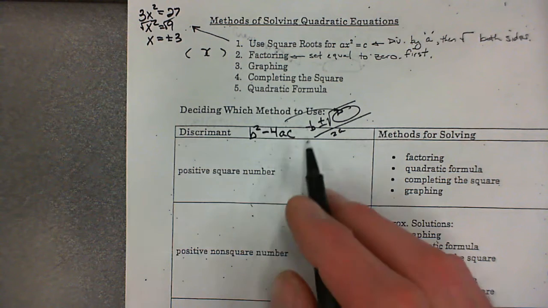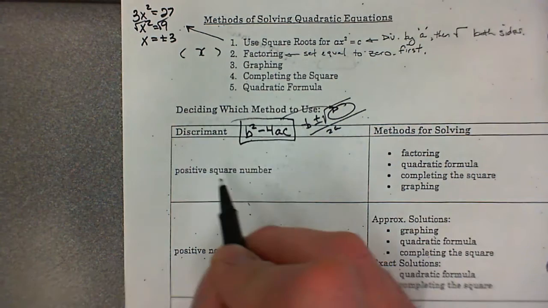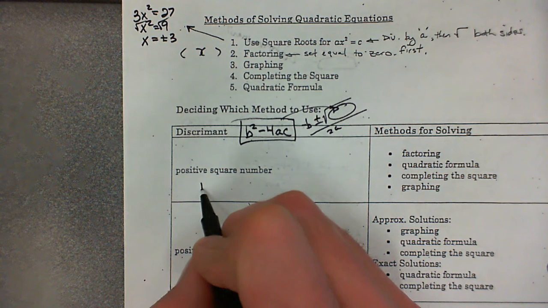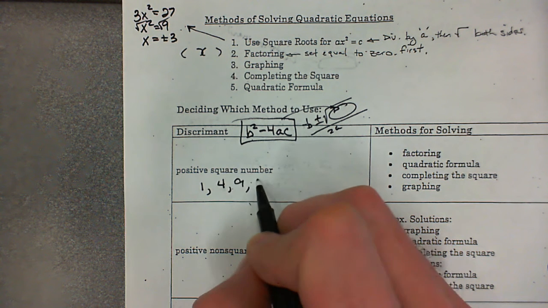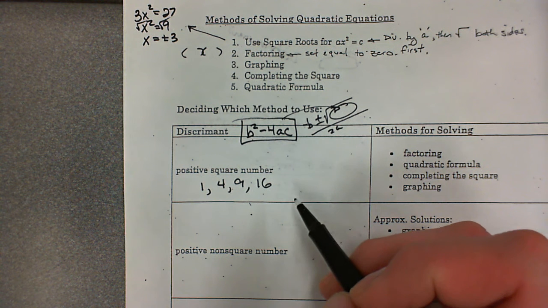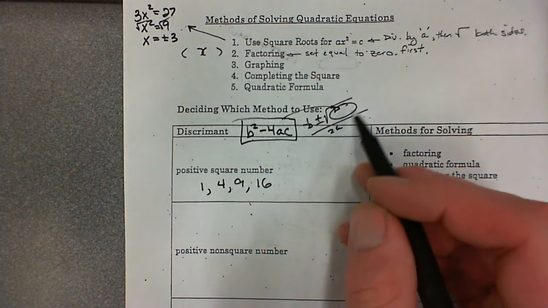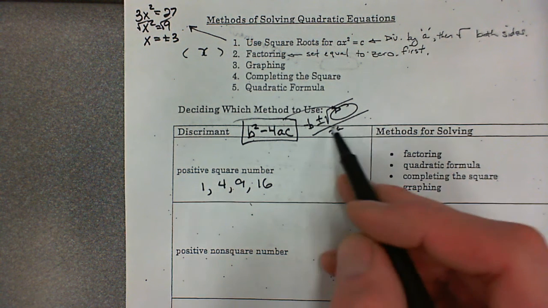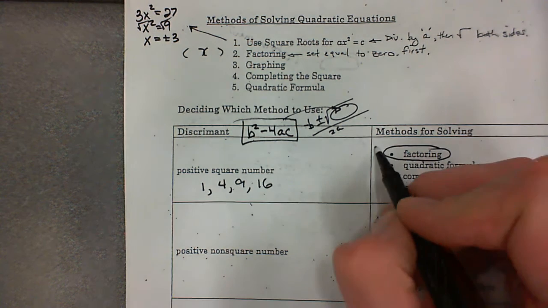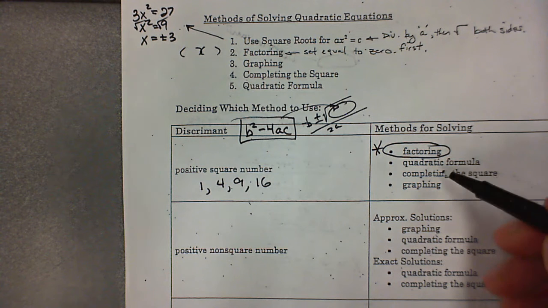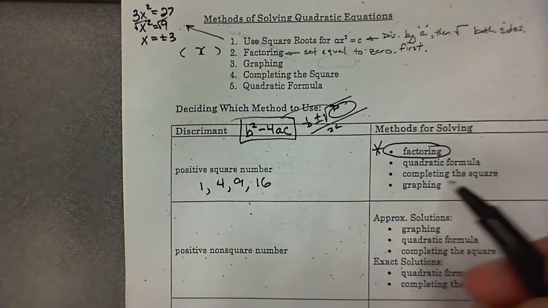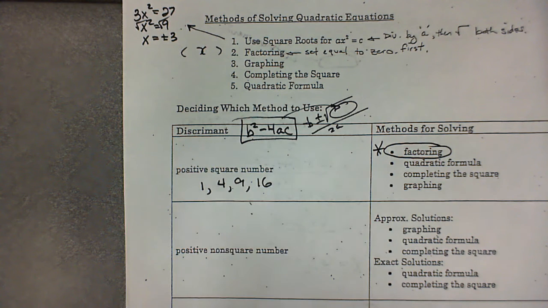Well, if that discriminant, the b squared minus 4ac, is a positive square number, with examples being 1, 4, 9, 16, you'd be taking the square root of a perfect square. That's going to come out to a very nice number. Anytime you don't have a square root or an imaginary number in your final answer, that equation is going to factor extremely nicely. So factoring would be the preferred method. Technically, you could use the other methods, quadratic formula, completing the square, graphing, but factoring should be the best option if you have a positive square number.